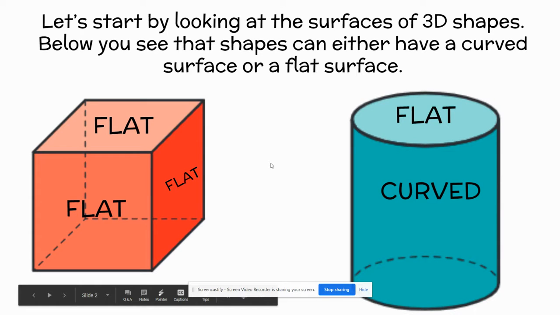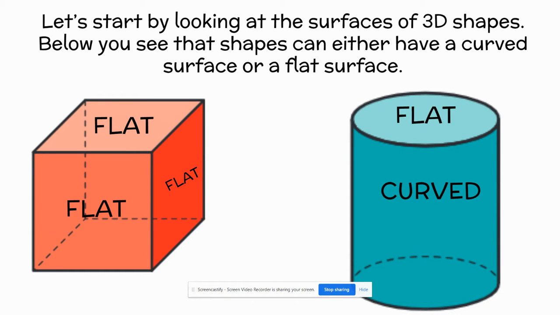So let's start by looking at the surfaces of these 3D shapes. So below you see a shape that can either have a curved surface or a flat surface. So on this cube, you can see all of the surfaces are flat. And on the cylinder here, you have this part is flat, but then all around here, it is curved.